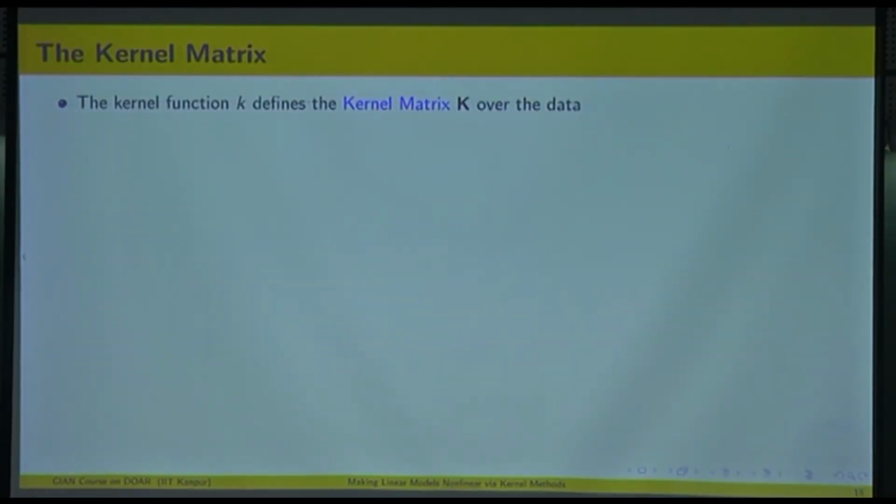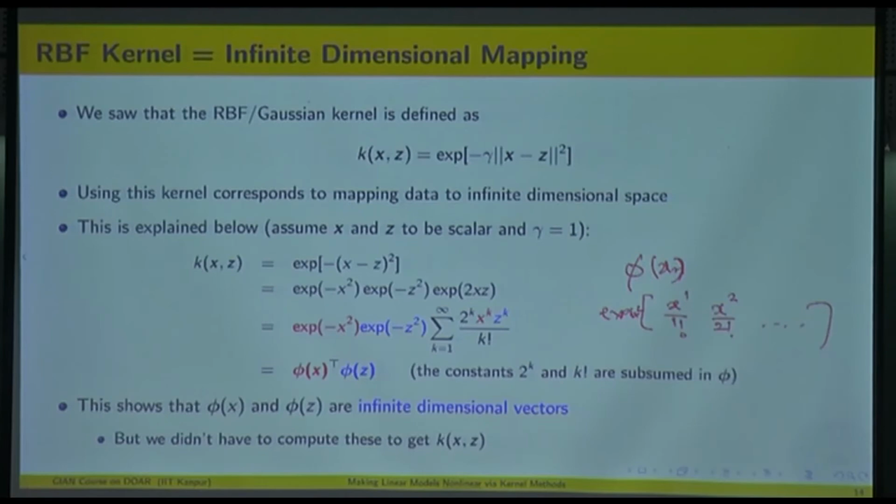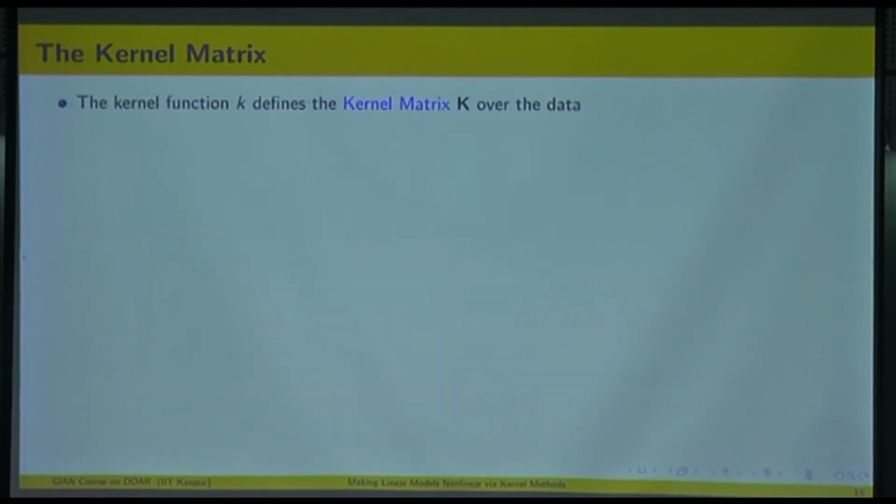Okay? So we have seen what a kernel function is, what it does, and some of its mathematical properties. So how do we actually use a kernel function in a learning algorithm? Because what was our original goal? To take a linear model and turn it into a non-linear model.